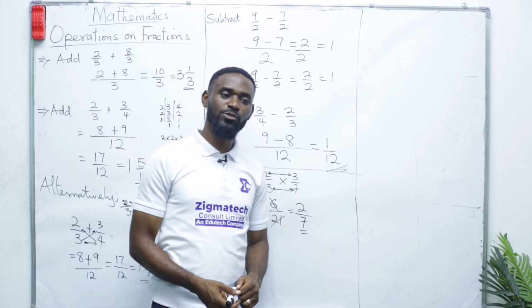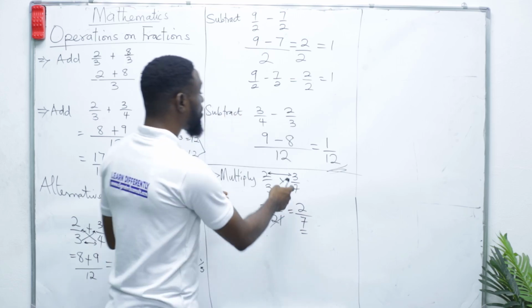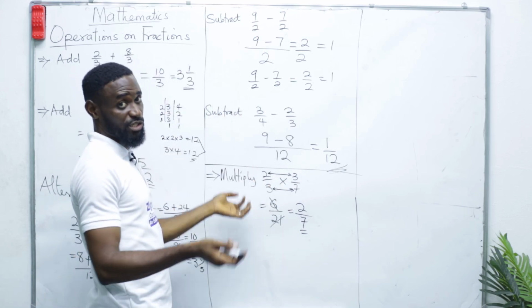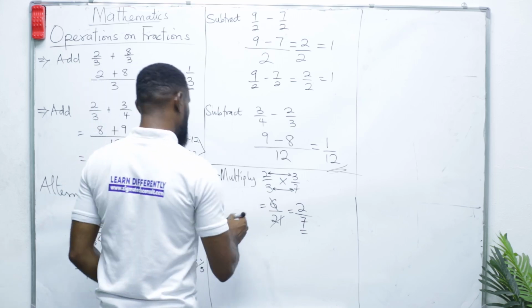Okay? Then the next one is division. So with any other fraction you have around this, that is how it is done. Then the next one is divide.